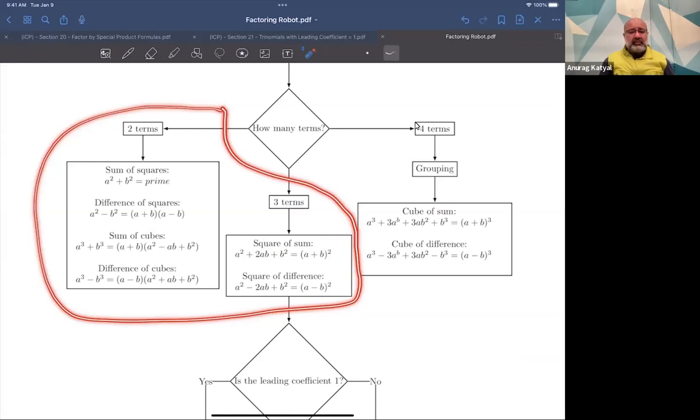So in some problems, we'll have 2 terms. In some problems, we'll have 3 terms. If you have 2 terms, these will be the 4 formulas we're going to have to deal with. If you have 3 terms, these will be the 2 formulas that we have to deal with.